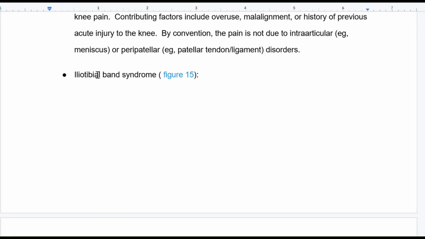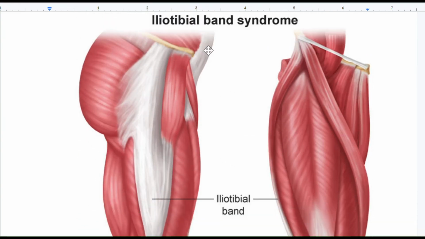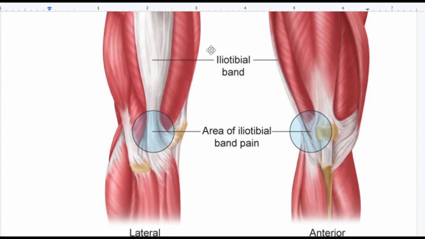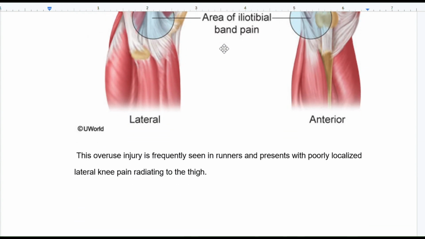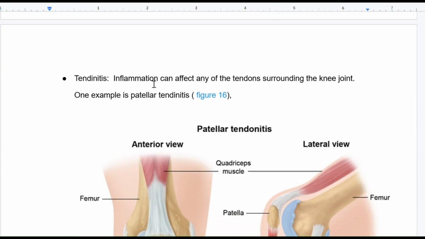Iliotibial band syndrome, see figure 15. There it is. Scrolling down a little bit more. Okay. This overuse injury is frequently seen in runners and presents with poorly localized lateral knee pain radiating to the thigh. Tendinitis. Inflammation can affect any of the tendons surrounding the knee joint.